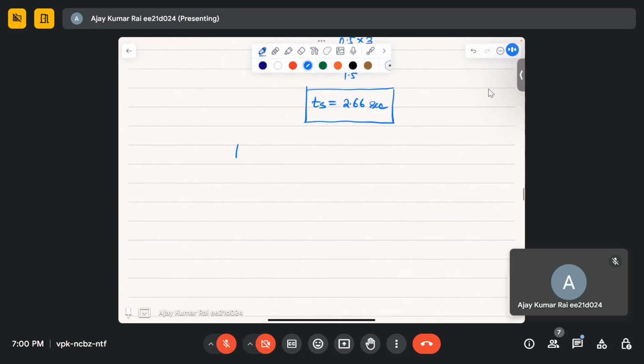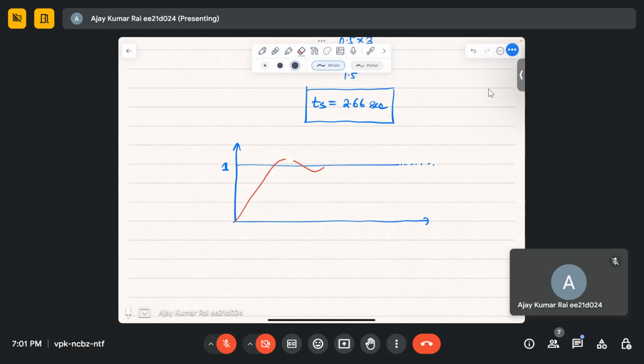Let me draw how it is. So this is 1, right? That's what we want our output to be. The output will achieve this at t equal to infinity.